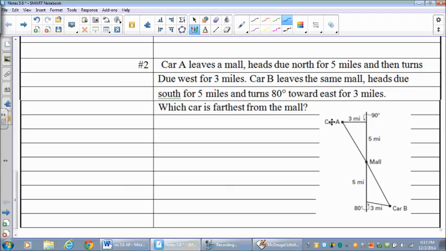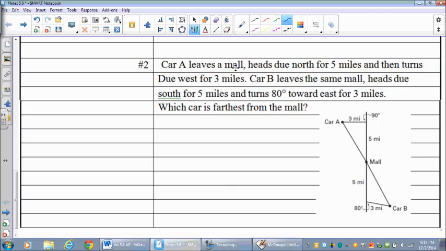There's little car A. It leaves a mall, heads due north for 5 miles, and then turns due west for 3 miles. So it goes straight up and then turns left. Car B is leaving the same exact mall and heads south for 5 miles, turns 80 degrees towards the east for 3 miles. Here's car B. Their question is which car is farthest from the mall?